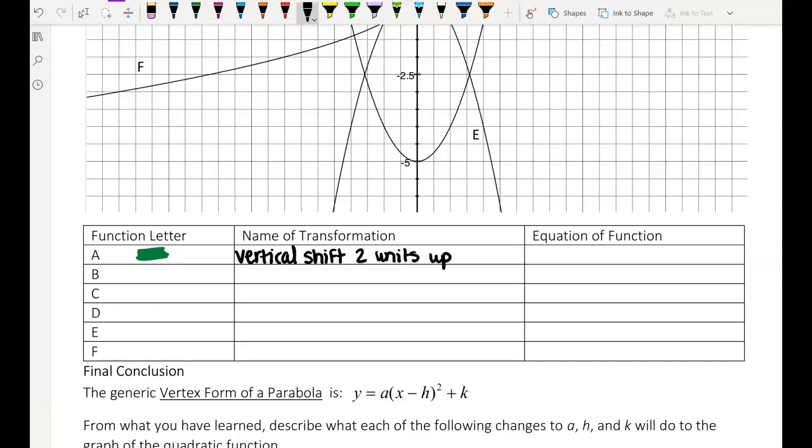And then they want me to write an equation for that function. Well, that would be f of x equals x squared plus 2. All I did was change my k value to be 2 units up. I did not change my x value at all. So that would be f of x equals x squared plus 2.